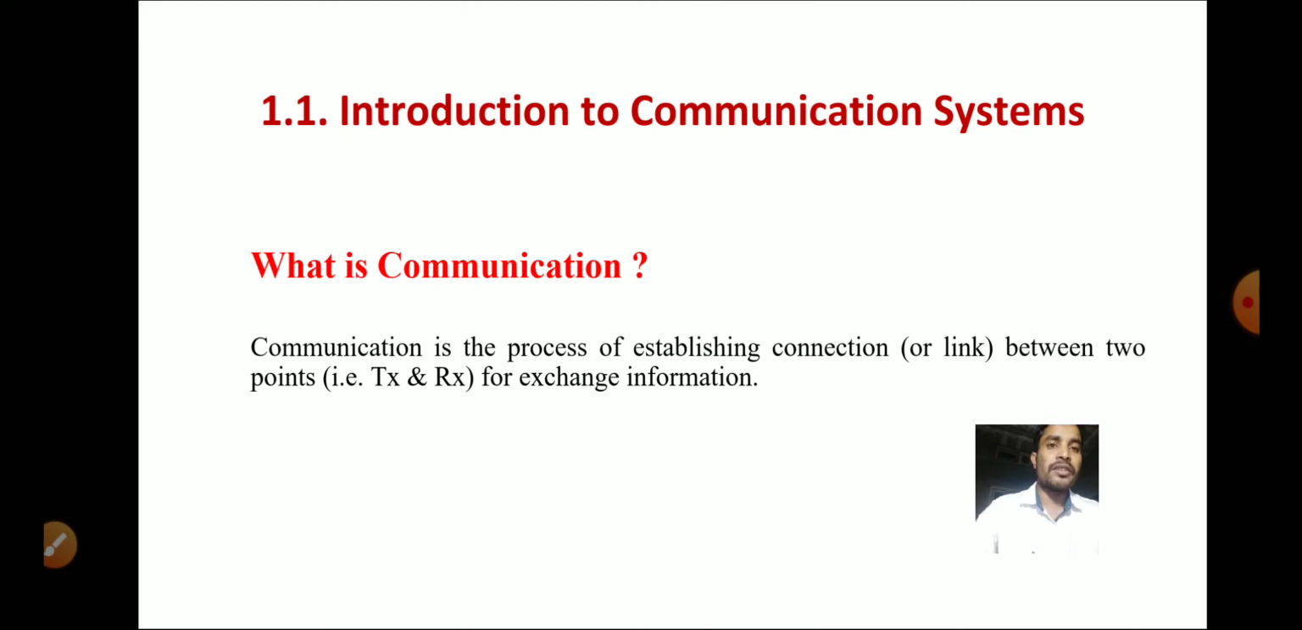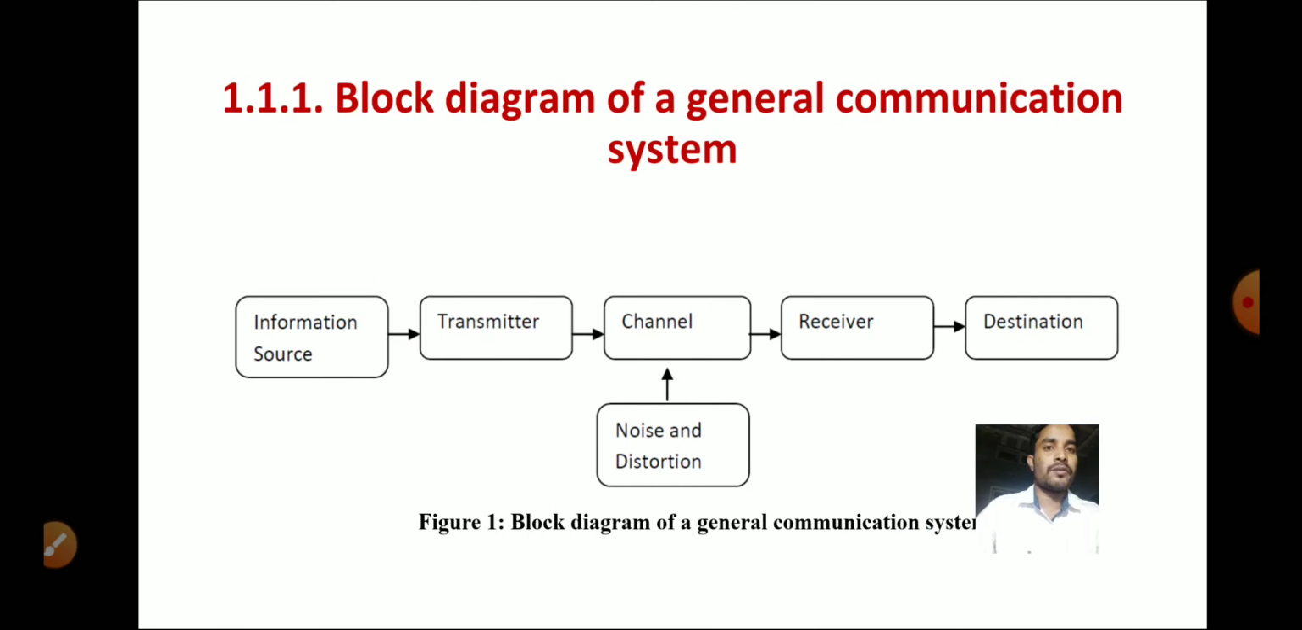In short, we can say that communication is the process for exchanging information from source to destination, or sender to receiver, or transmitter to receiver. Now, the block diagram of a general communication system consists of 6 blocks. One is the information source, one is the transmitter, channel, receiver, destination, and in the channel, noise and distortion are added. So there are 6 blocks in the general communication system.